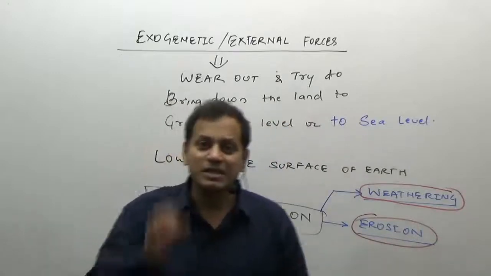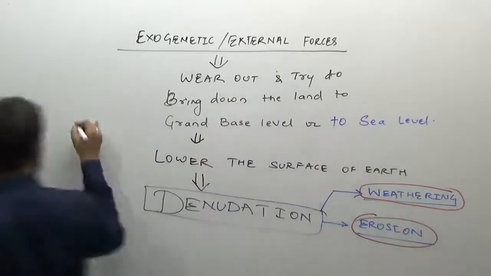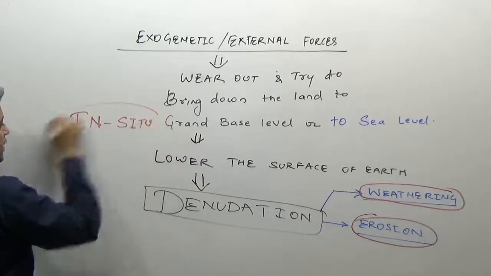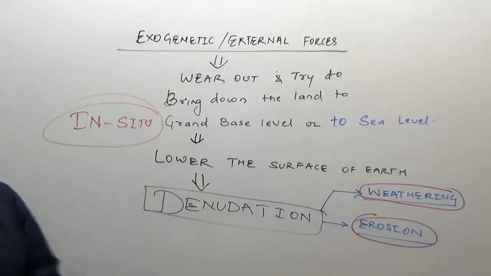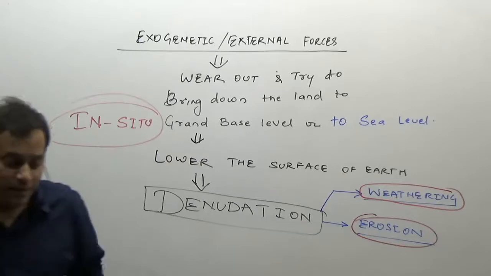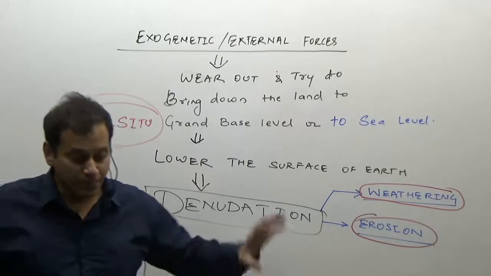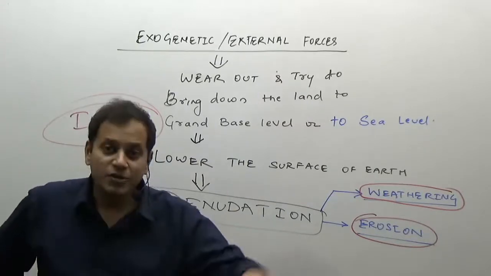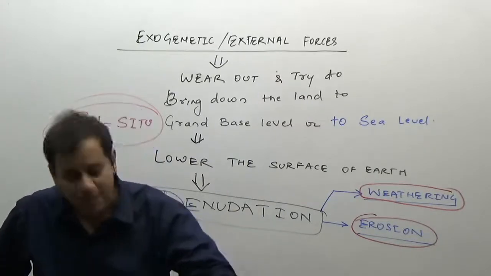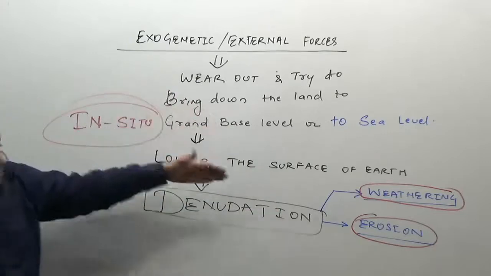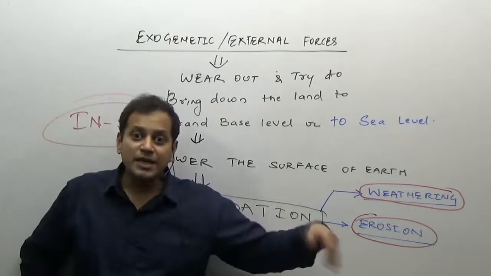In situ means at the same place, while erosion is ex situ. That is, erosion can occur there because there is transportation and deposition, it does not remain at the same place. So what is weathering? Gradual disintegration of the rocks in the same place is weathering. Erosion is wearing away of the rocks or disintegration of the rocks by the agents of erosion.